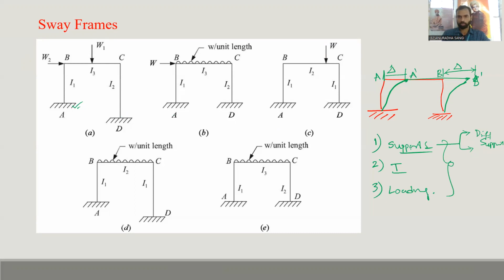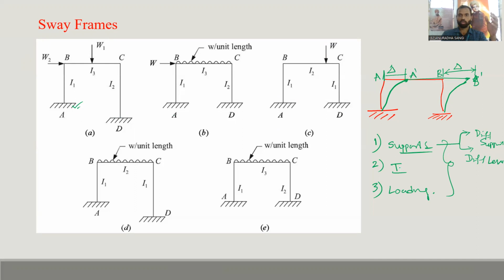Okay, so the second one is supports at different levels. Either the supports are different or at different levels, the frame is considered to be a sway frame.